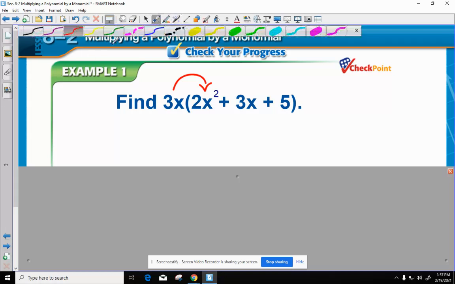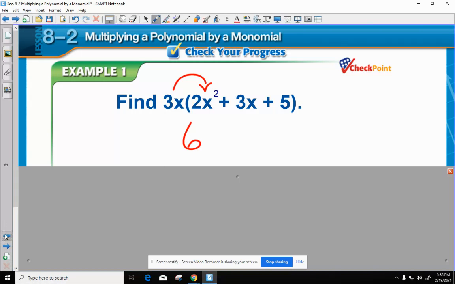So can you tell me the answer to those 2 multiplied together? Coefficient, and then what's my variable combination now? Evan, you got an answer for me? 6. So the 3 and the 2 gave me a 6. But what about x to the first times x to the second? What happens there? What do you do with the powers? You add them. So x to the third.